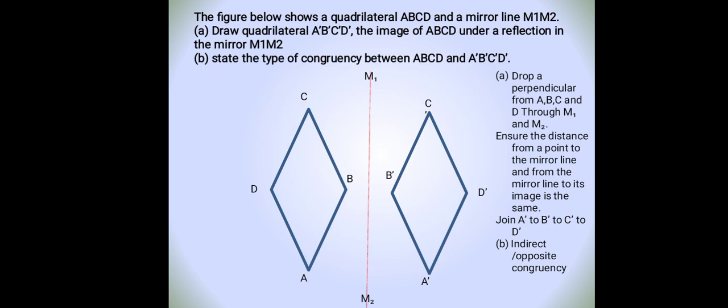Now, I'll give you directions on how to draw the image. What you have to do is drop a perpendicular from A, B, C, D through M1M2. Then ensure the distance from the points to the mirror line is the same for the image and the object. And then join A', B', C', D'. After I've done that, you will replicate the same image that is just inverted vertically. So the type of congruence is indirect, opposite.